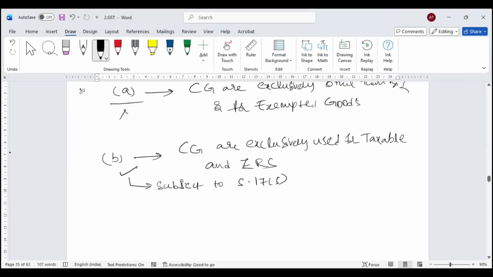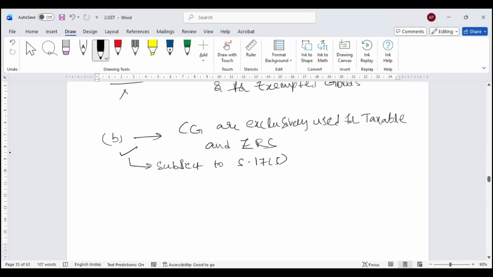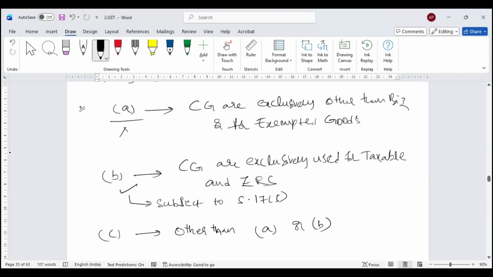For example, sir, I purchase a motor vehicle and use it for pickup and drop of employees. The seating capacity is less than 13. Though I am into manufacturing activity and paying tax, there's a concept called block credit. Don't take input tax credit on those motor vehicles. So subject to 17(5), you can claim. The left out category C is other than A or B. That means the capital goods which are not specific for exempted and not specific for taxable. This is what I call category C.